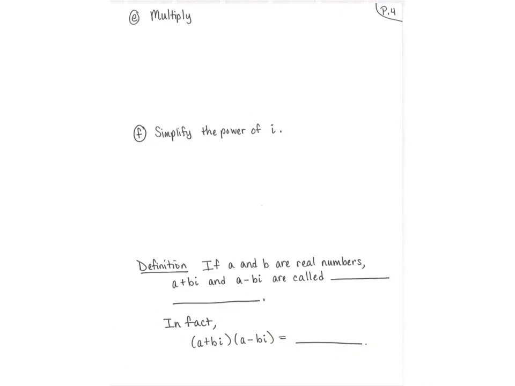Now we're going to go through an example where we're going to multiply complex numbers. So let's go through this one. We're going to multiply 4 minus 5i quantity squared. That's equal to 4 minus 5i times 4 minus 5i. Using the FOIL method, you have to multiply your first terms together, your outer terms together, your inner terms together, and your last terms together.